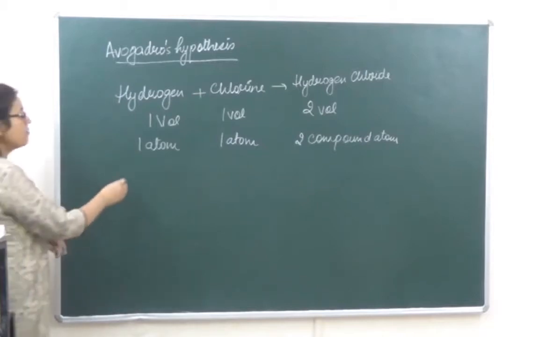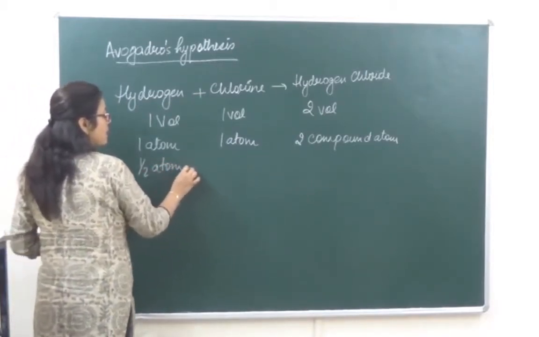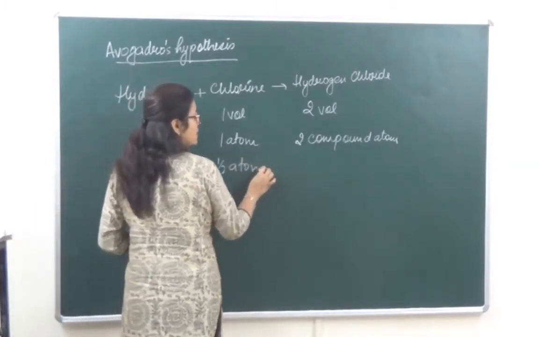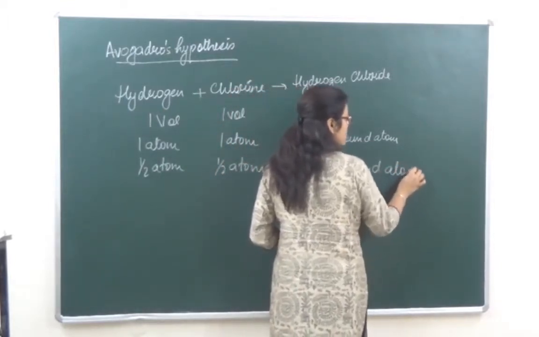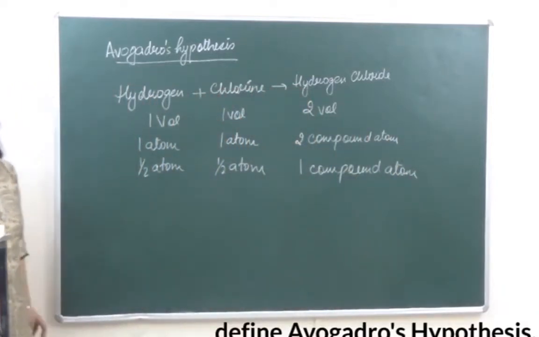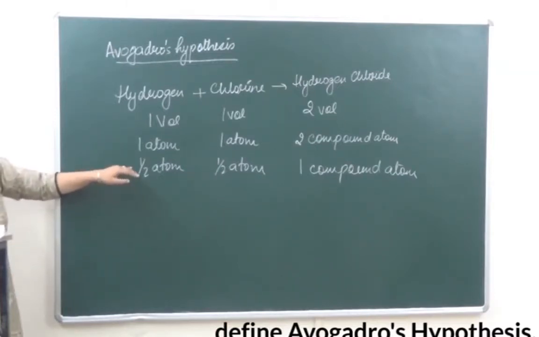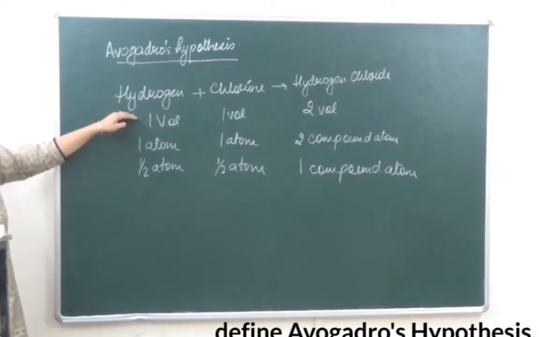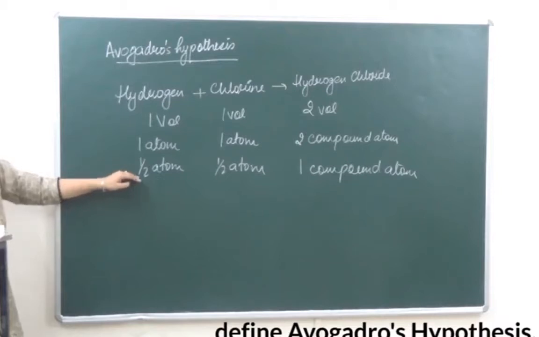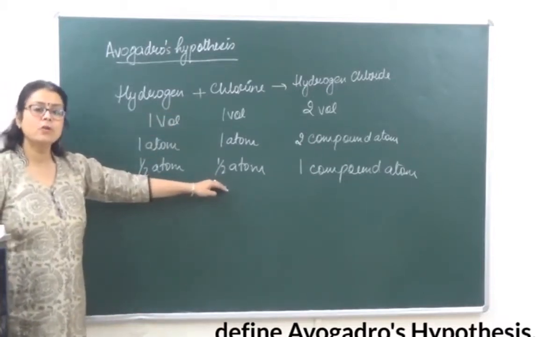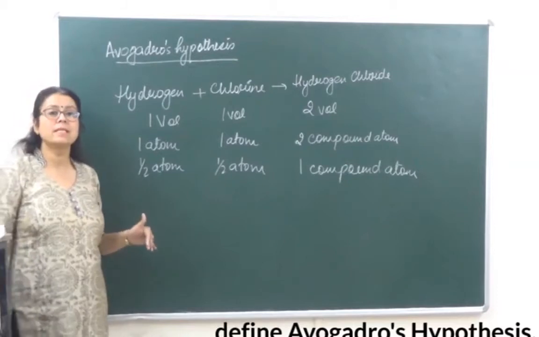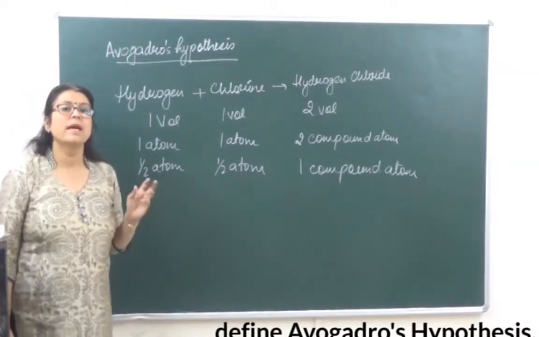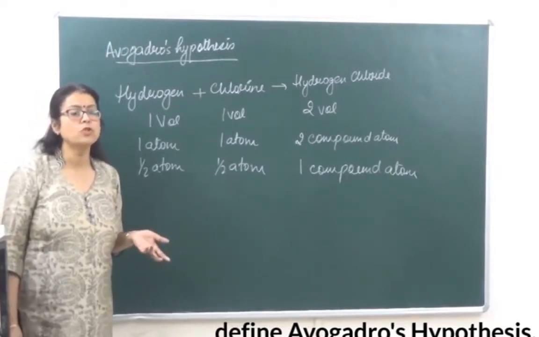And if we are saying that half an atom of this is combining with half an atom of this, then this is going to give us one compound atom, right? But this shows what? That if you're taking half an atom, then we have to divide the molecule of hydrogen into half and half, two atoms. Similarly, chlorine also has to be divided into half and half, two sections of atoms, which according to Dalton was not possible. Why? Because Dalton said the atom is anything which is indestructible, which cannot be subdivided into smaller parts.